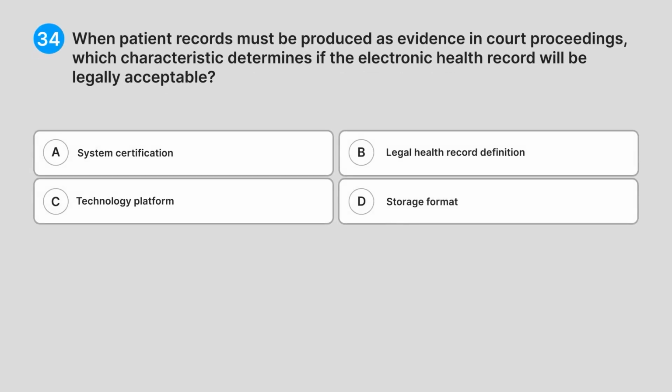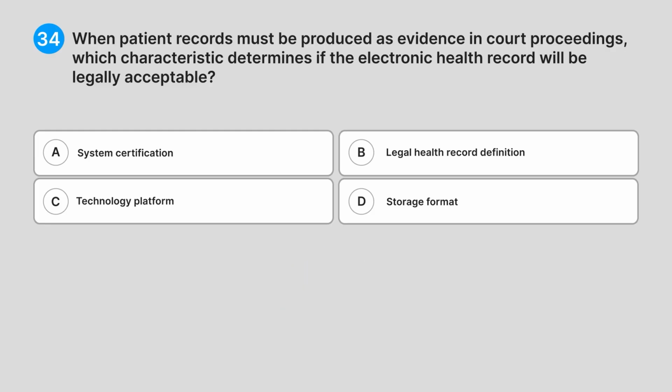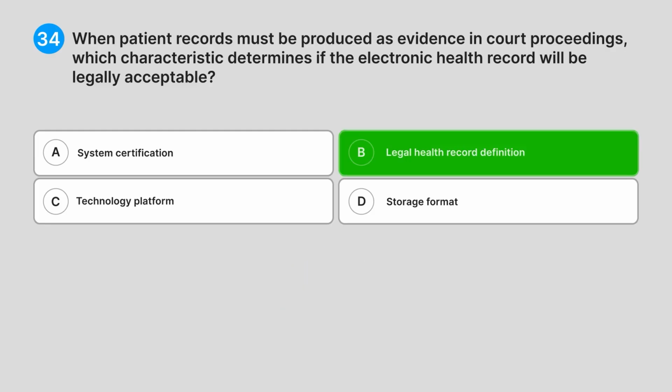34. When patient records must be produced as evidence in court proceedings, which characteristic determines if the electronic health record will be legally acceptable? A. System certification. B. Legal health record definition. C. Technology platform. D. Storage format. Do you know the answer? Correct answer, B. Legal health record definition.